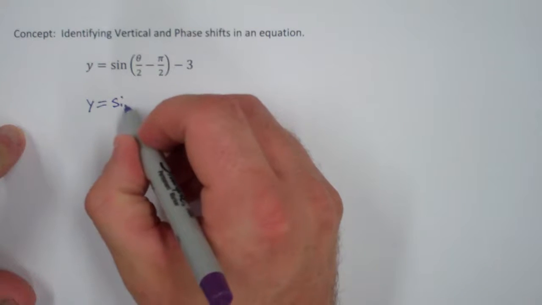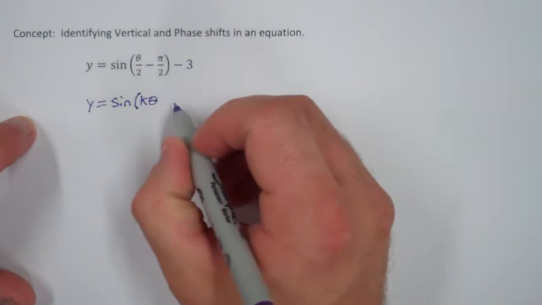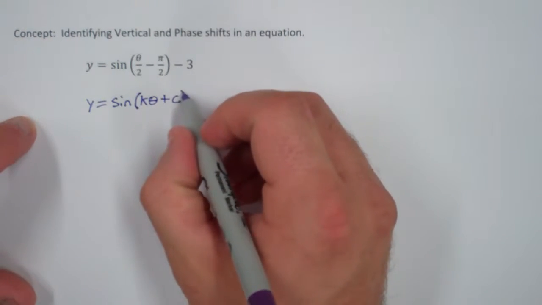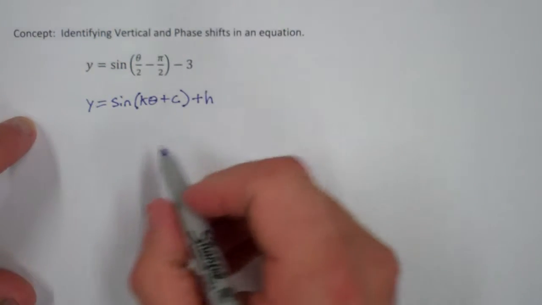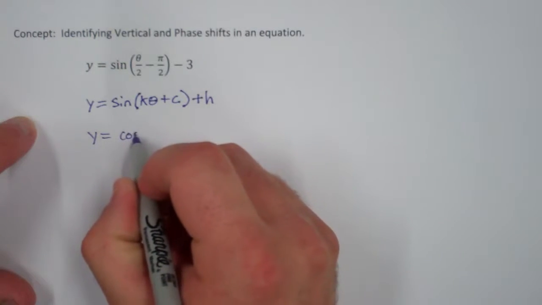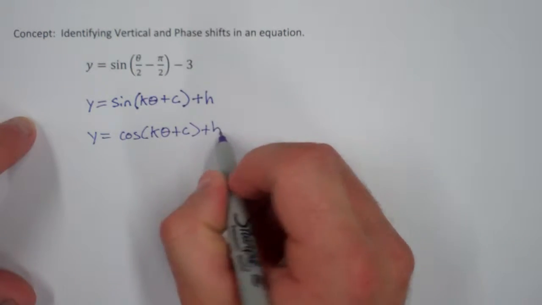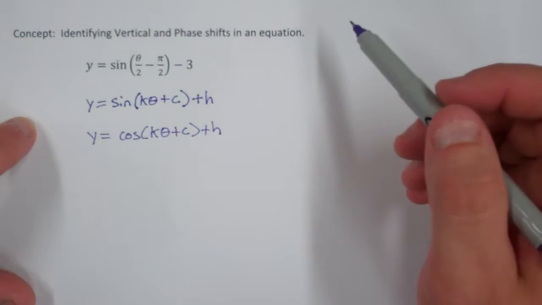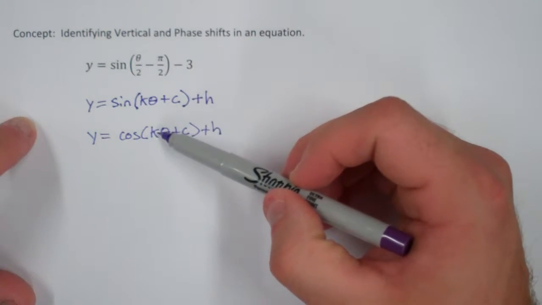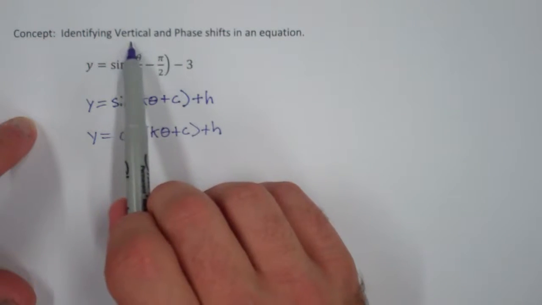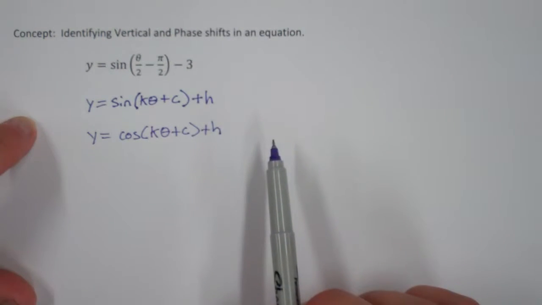So I'm going to give you a general formula here: sine of k theta plus c, plus h. The cosine formula is the same: cosine of k theta plus c, plus h. For those of you that watched the previous Learning Targets videos, you'll notice that k has a special relationship with the period. So keep that in mind, but this learning target specifically is getting us to look at the vertical and the phase shifts. In the next learning target then we'll put all of this together.